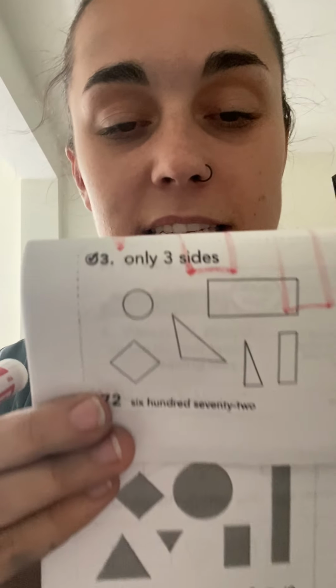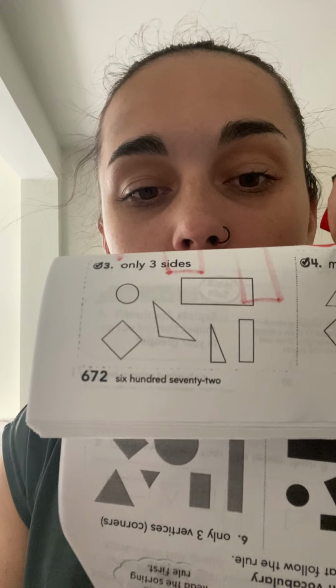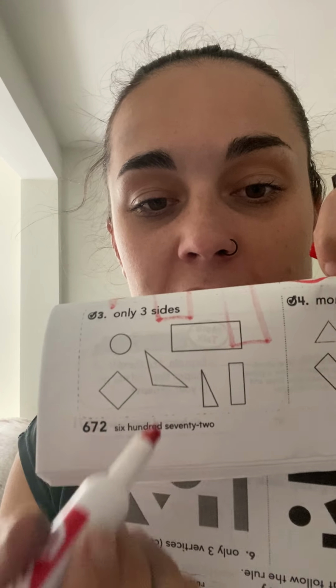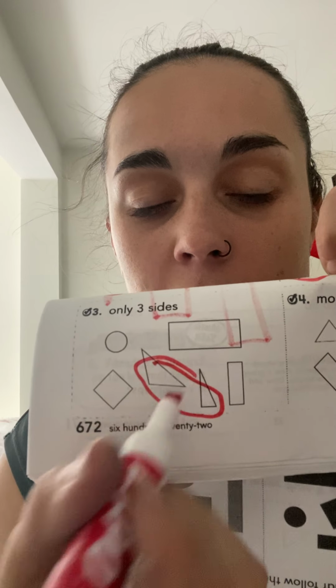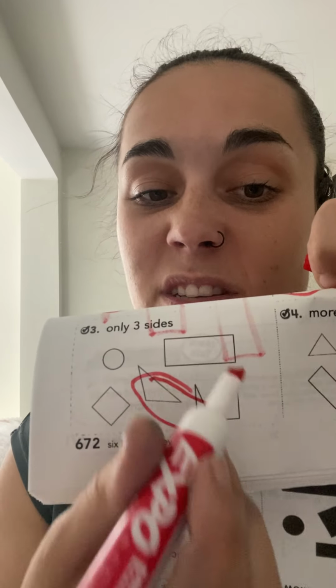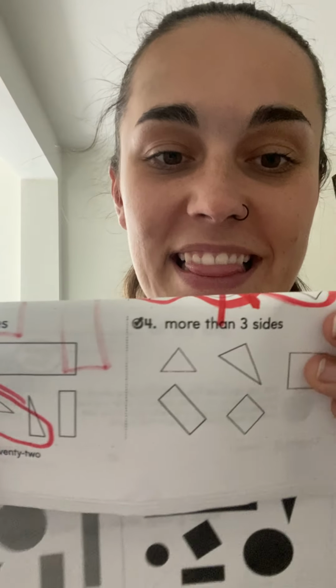Okay, now second to last one, only 3 sides. Which one has only 3 sides? Yep, I see this one has 3 sides. This one has 3 sides. I'm going to circle those 2. How about these ones? Those all have 4 sides. How many sides does this have? 0. All right, last one.